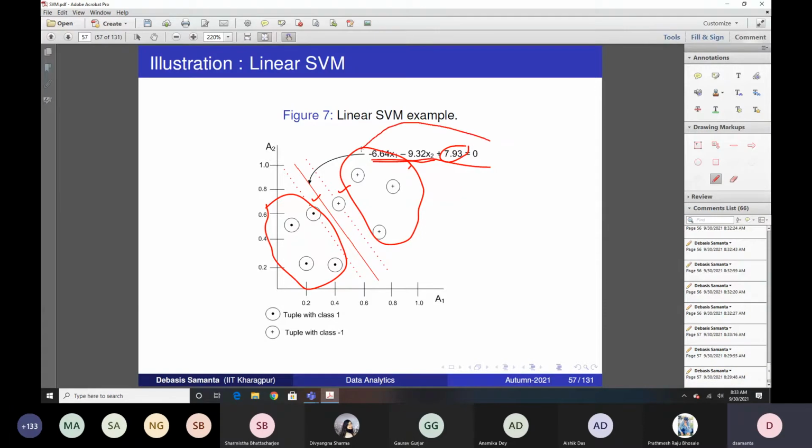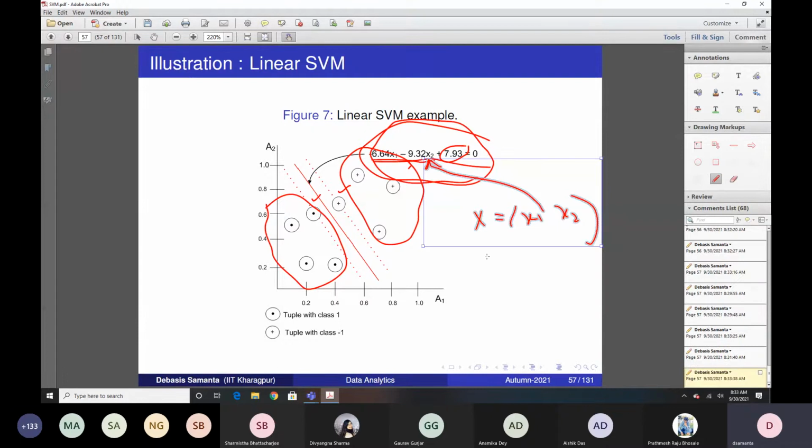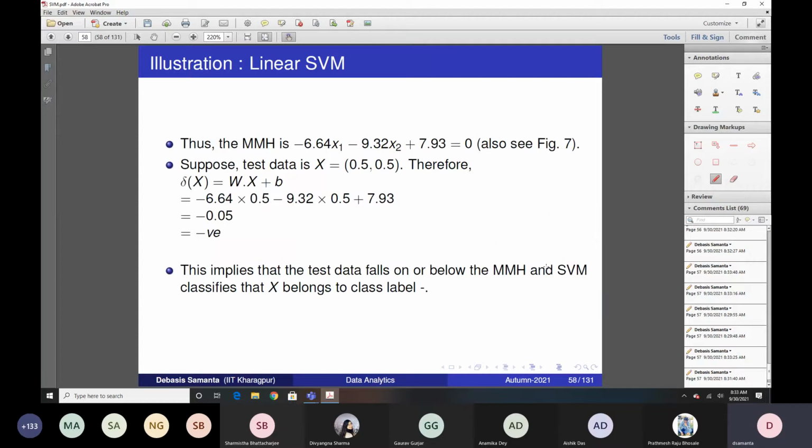And this is actually your linear SVM model, right? And for any unknown x, which is defined with say x1 and x2, if we apply it here, it will return a sign, positive or negative or 0. And based on this sign, we can decide which class this unknown vector x belongs to, plus class or minus class. So this is about the linear SVM, and this is the example.